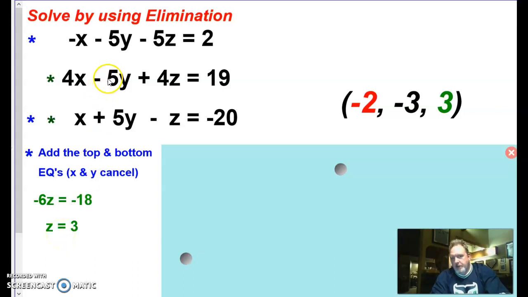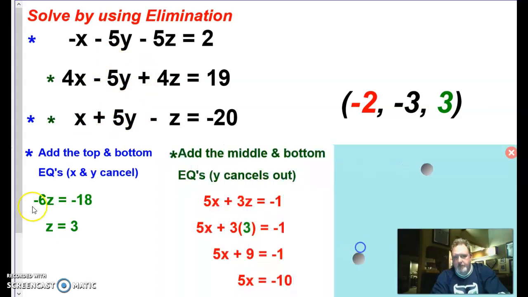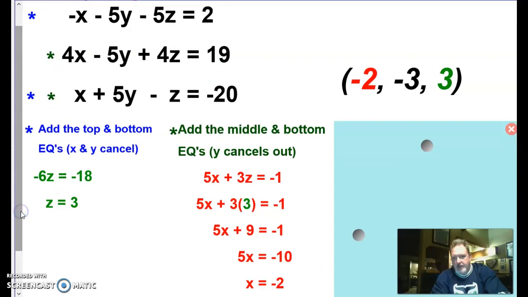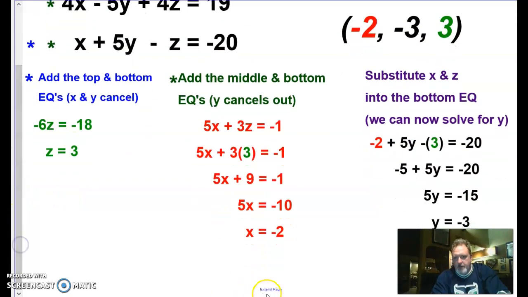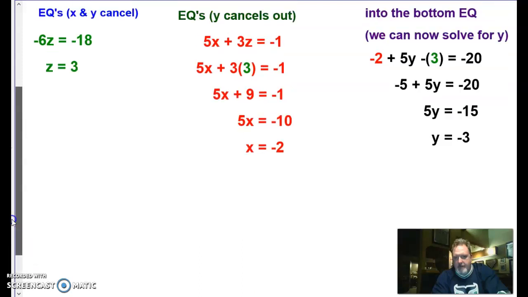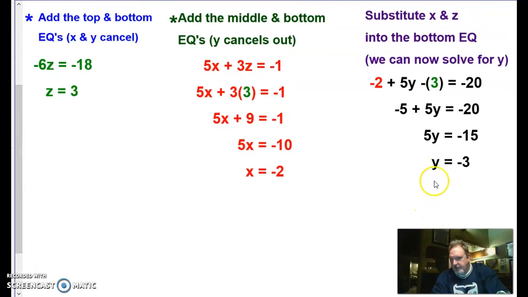Similarly, if you look at the middle and bottom equations, the y terms cancel out. And so if I add those two together, I find out that x is -2 since the y's cancel out. I know what z is, so that allows me to plug 3 in for z, and I can get x. Now that I have x and z, I can plug it into any one of these equations that I want. I just plugged it into the bottom one, but you could have plugged it into any one you wanted to. And when we do that, you can see that y is -3.